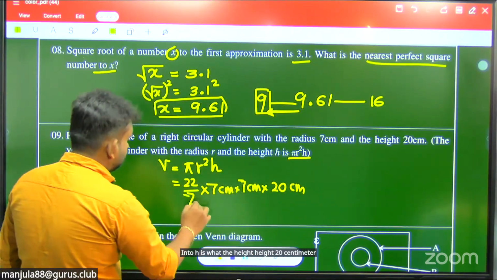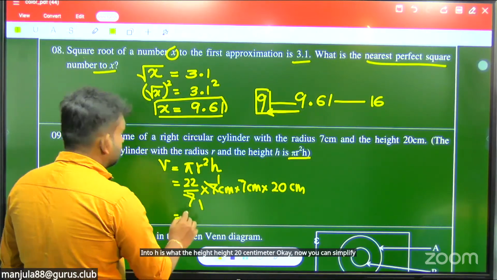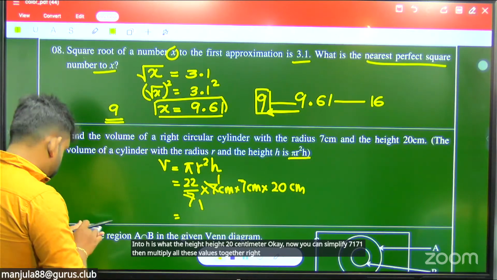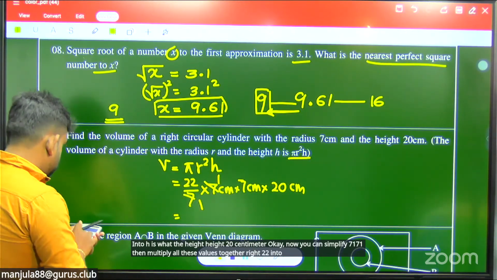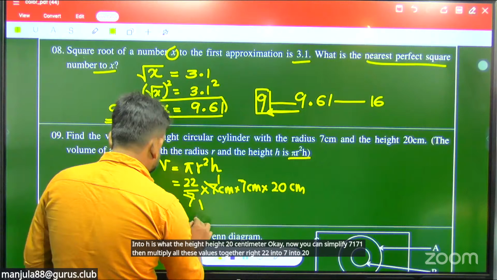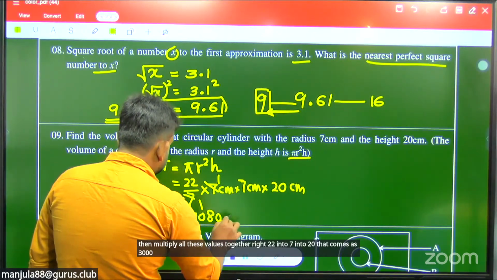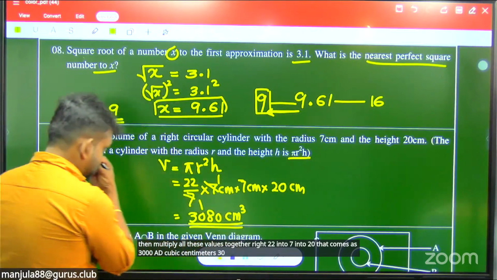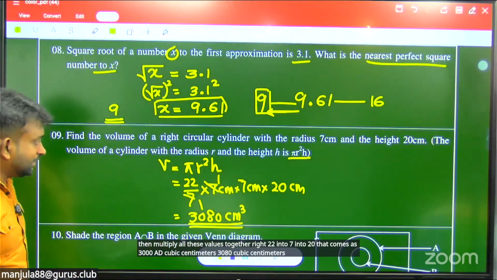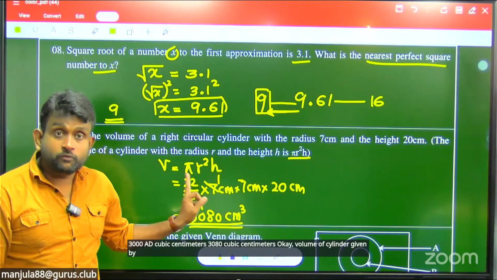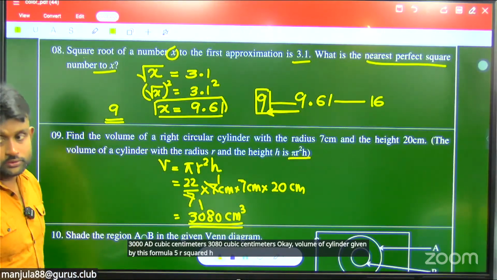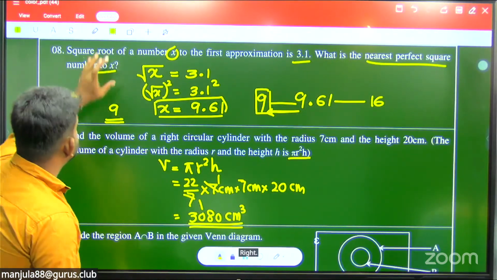Now you can simplify the 7s, then multiply all these values together, right? 22 into 7 into 20 comes as 3080 cubic centimeters. The volume of a cylinder is given by this formula, pi r squared h, right? So all the questions have 2 marks.